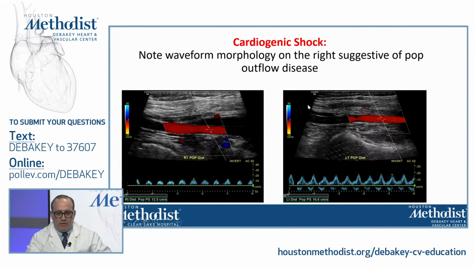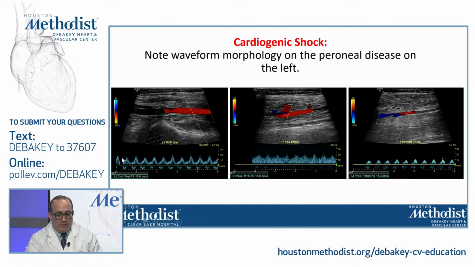Here's another patient with cardiogenic shock. Note the waveform in the distal popliteal on the right side and on the left side. This looks like a higher resistance waveform, so I would venture that on the right side the patient has a little bit of outflow disease, as this waveform is more resistant than the left side, which is the more normal side.